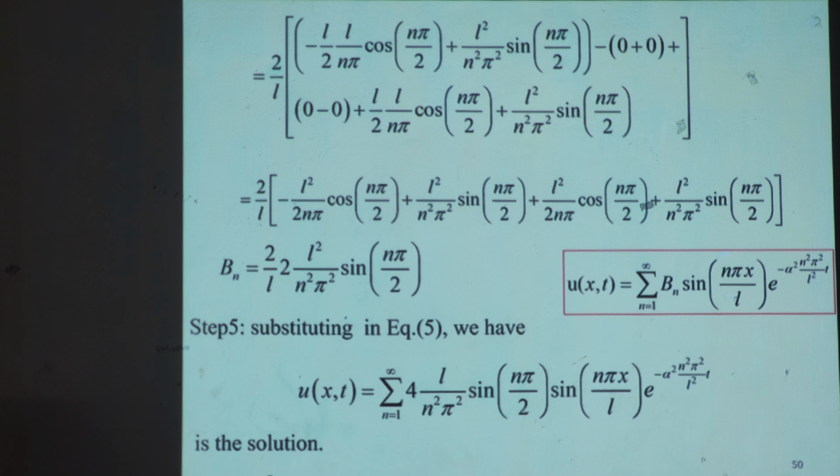Is it okay? So we have 2 to 4. This L squared and this L will cancel. We have L divided by n squared pi squared sin n pi by 2 sin n pi x by L times e power minus alpha squared n squared pi squared t divided by L squared. So this is the complete solution.